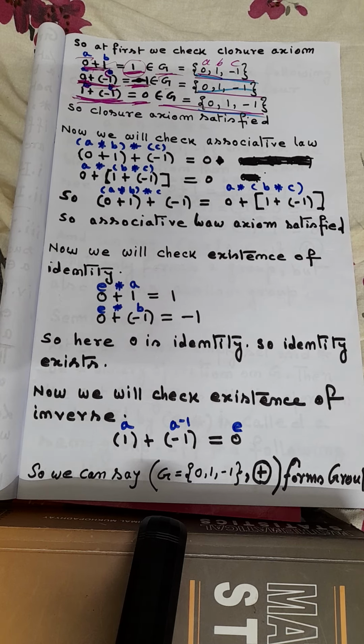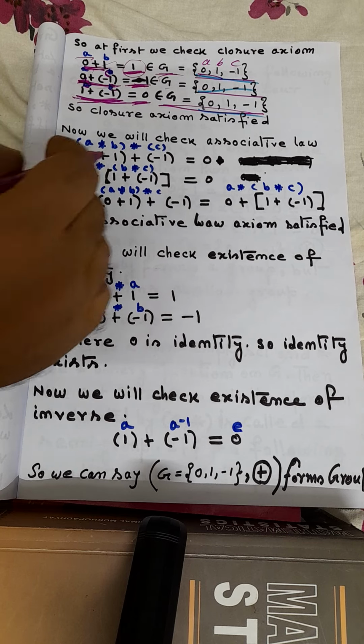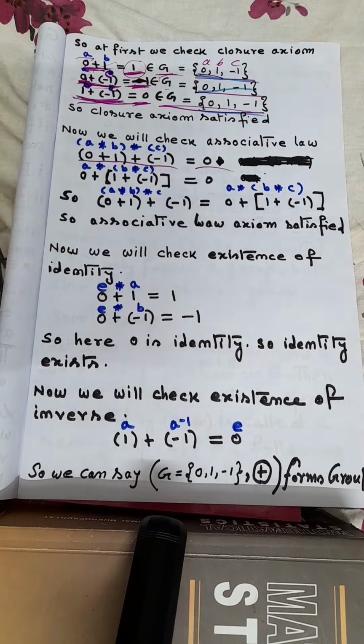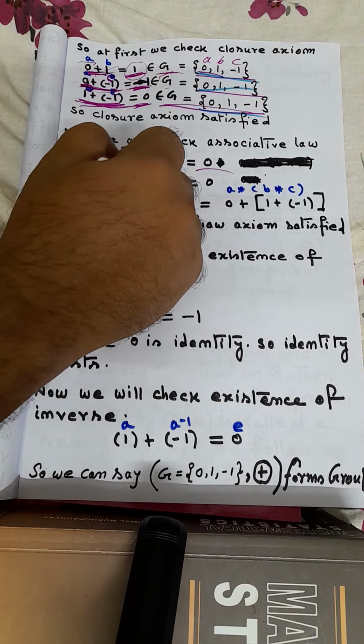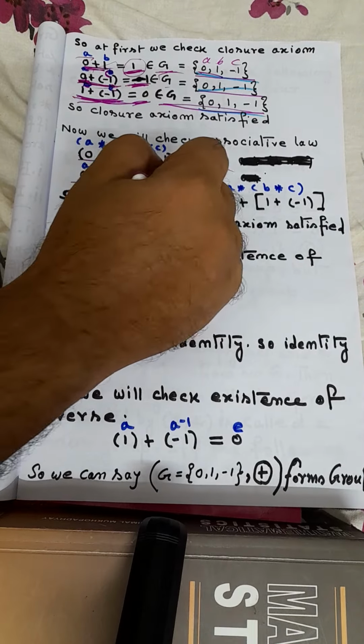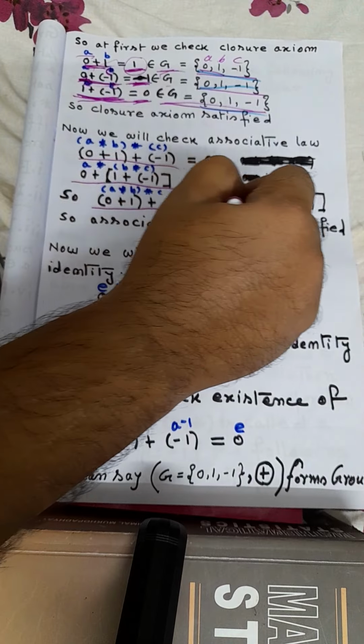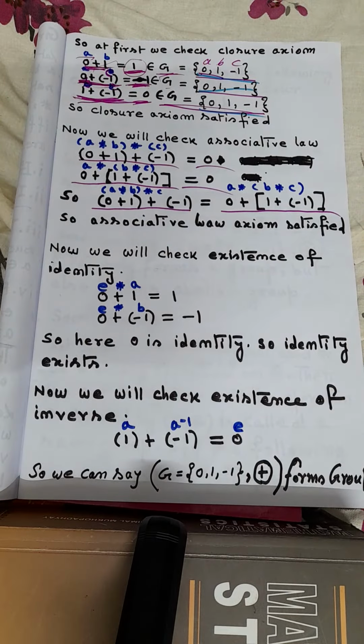Now we will check associative law. So associative law, what we will do? First we are doing (0 plus 1) plus -1, correct? What we will get? 0. Then we are doing 0 plus (1 plus -1). What we will get? 0, correct? So we can say that (0 plus 1) plus -1 equals 0 plus (1 plus -1). That is associative. In the definition of associative law, what we saw? We saw (A binary operation B) binary operation C will be equal to A binary operation (B binary operation C), and that is happening here. So you can say this is associative.